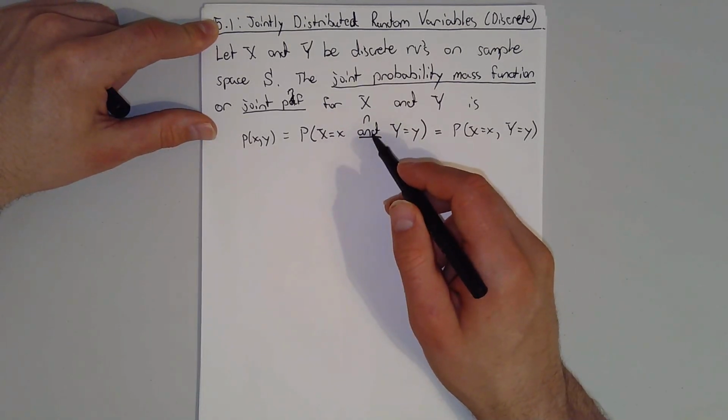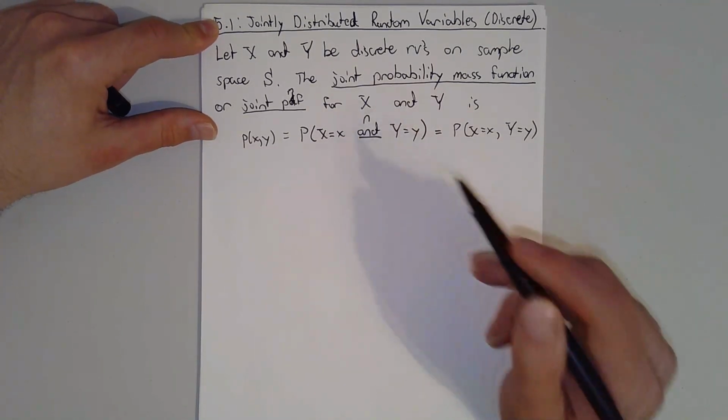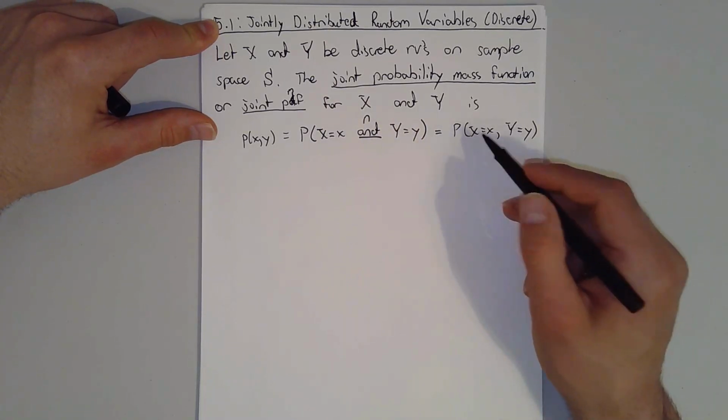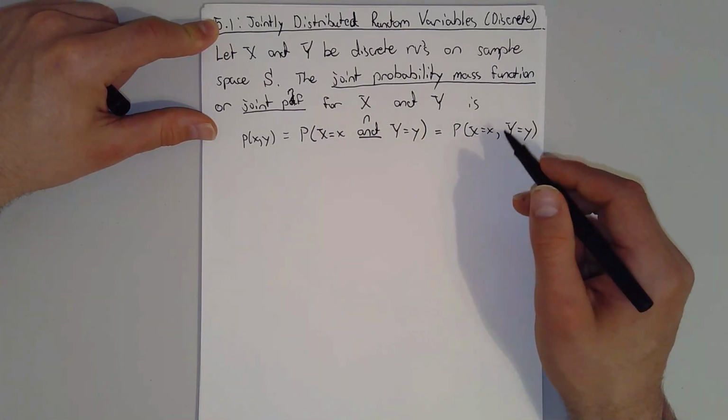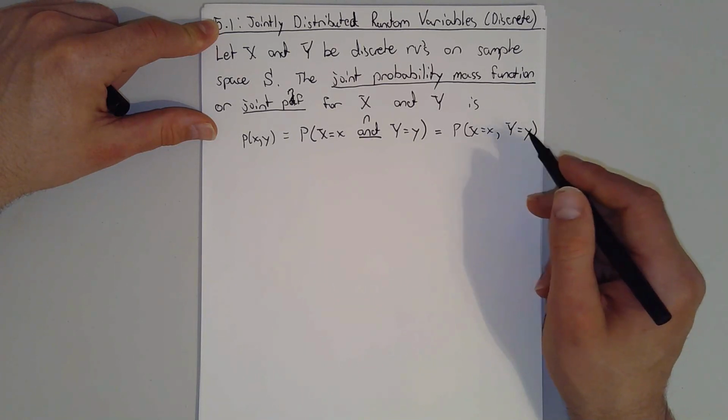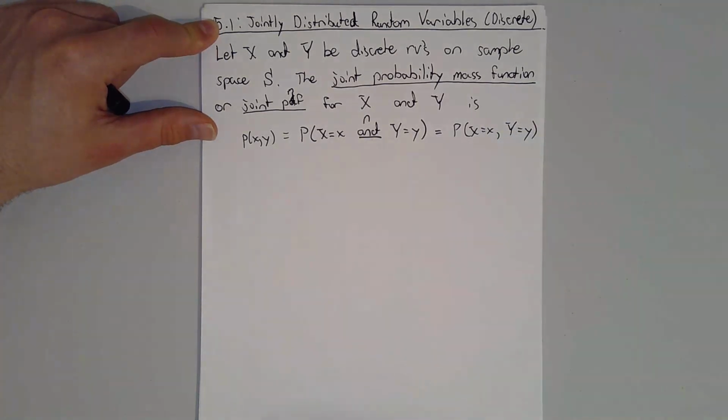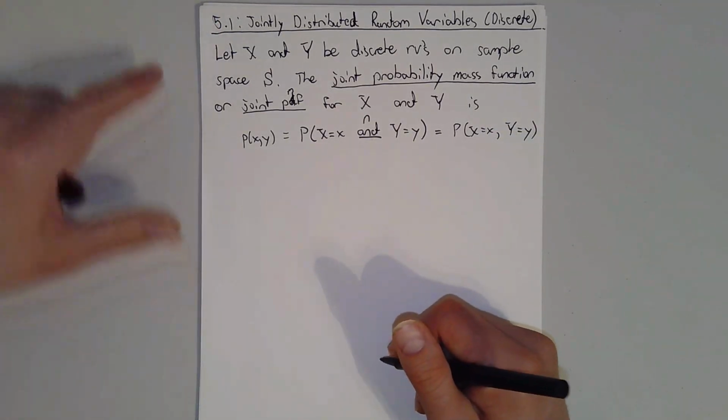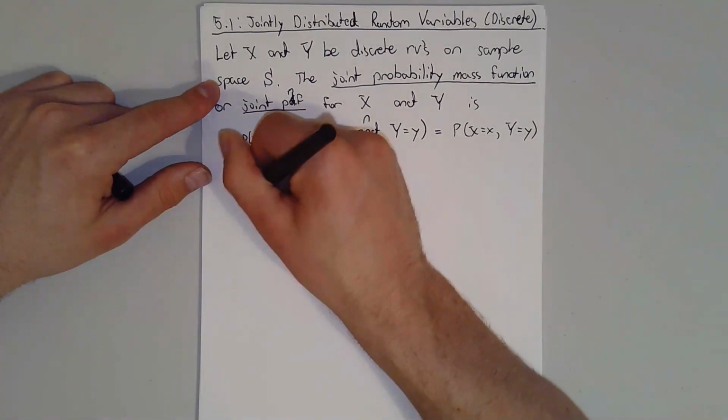This "and" could again be thought of as an intersection. A common way to write this is just the probability capital X equals little x, comma, capital Y equals little y. In other words, both conditions must be met. And so how can we imagine this?